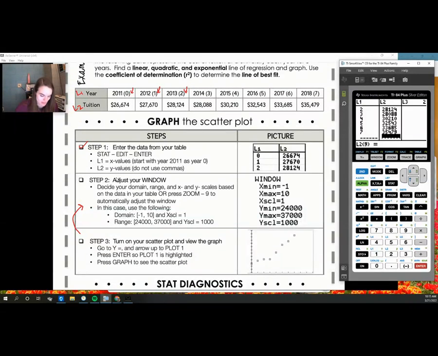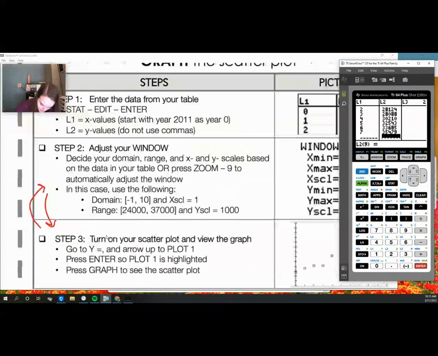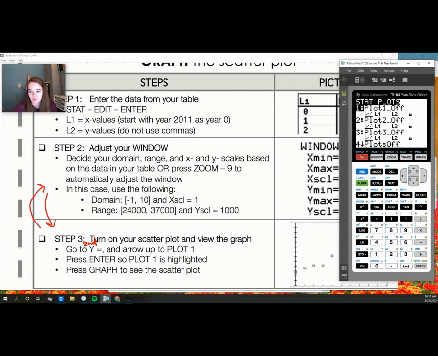We are going to switch step 1 and step 3 because you need to do step 3 first, and that's turn on your scatter plot. We are going to go to second y equals, so press second y equals, and we are on plot 1, we're going to press enter, so plot 1 is highlighted. We are going to turn it on, enter, and then we're going to go all the way down. We're good. Everything's how it should be. It's on. It's a scatter plot. It's L1, L2. We are good to go.